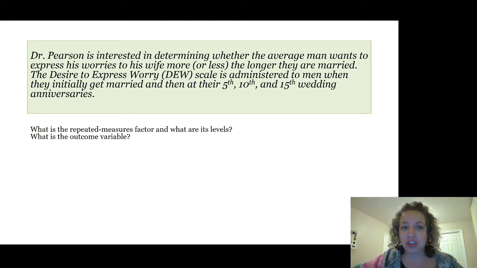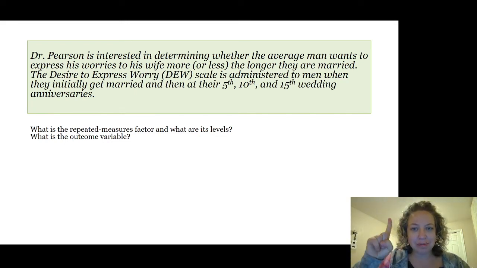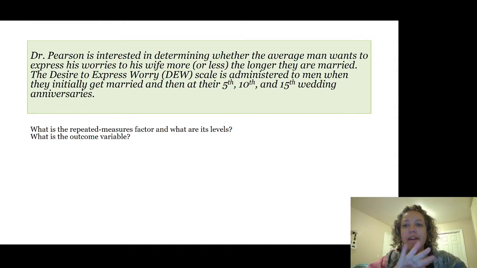So what is it we are measuring? We're measuring the desire to express worry scale. So the desire to express worry, the DEW, is our outcome. And we are repeatedly administering it at different times. The repeated measures factor is time, specifically 5-year wedding anniversaries or 5-year marriage intervals. So the levels are initially married, so 0 years, 5, 10, and 15 years. The repeated measure here is time married, and it has 4 factor levels.